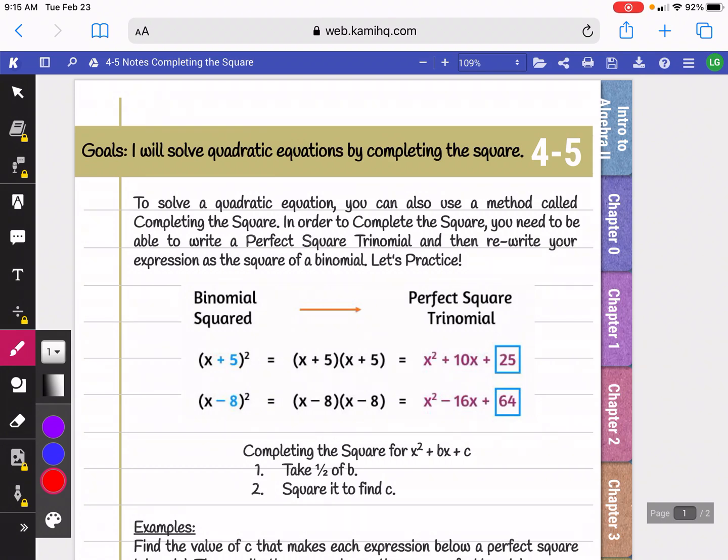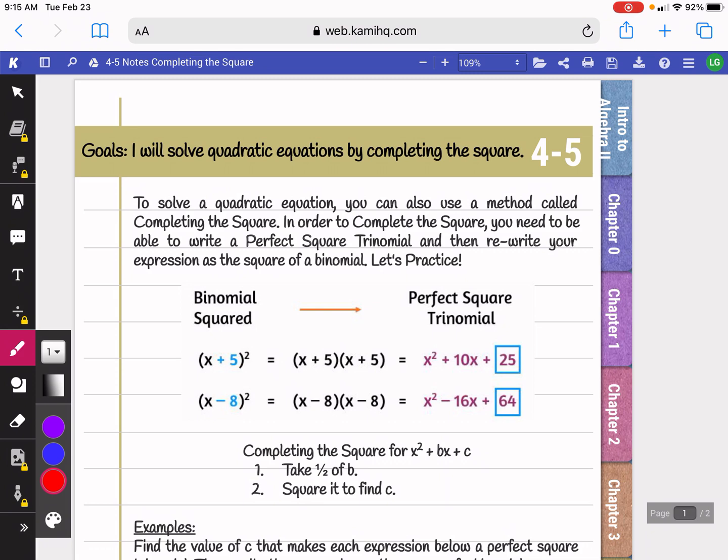In topic 4.5, we're going to be learning how to solve quadratic equations using another method. This method is going to be called completing the square. Now, in order to complete the square, you need to understand what a perfect square trinomial is, so you can know where the c that we're using comes from.